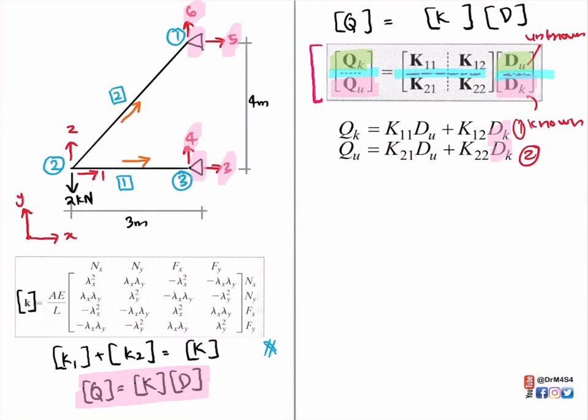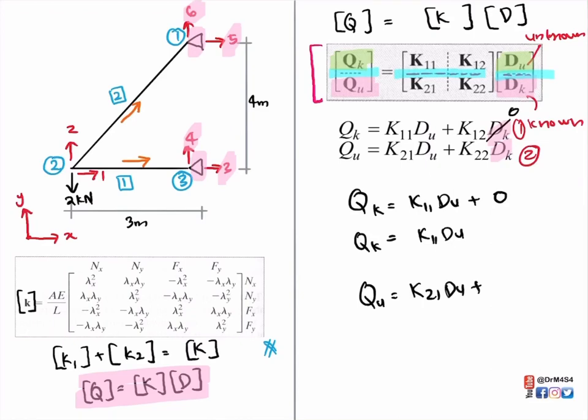Then from here we can get force known is K11 times Du plus 0, because D known is 0. We write K11 Du is QK. Same for QU: K21 times Du plus 0 because D known is 0, and our QU we can write as K21 times Du.